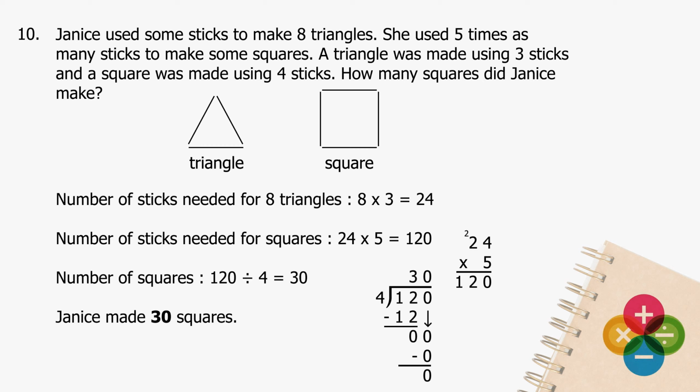The number of sticks needed for 8 triangles will be, multiply 8 by 3, and the product is 24. The number of sticks needed for squares will be, multiply 24 by 5, and the product is 120. The number of squares will be, divide 120 by 4, and the quotient is 30. Janice made 30 squares.